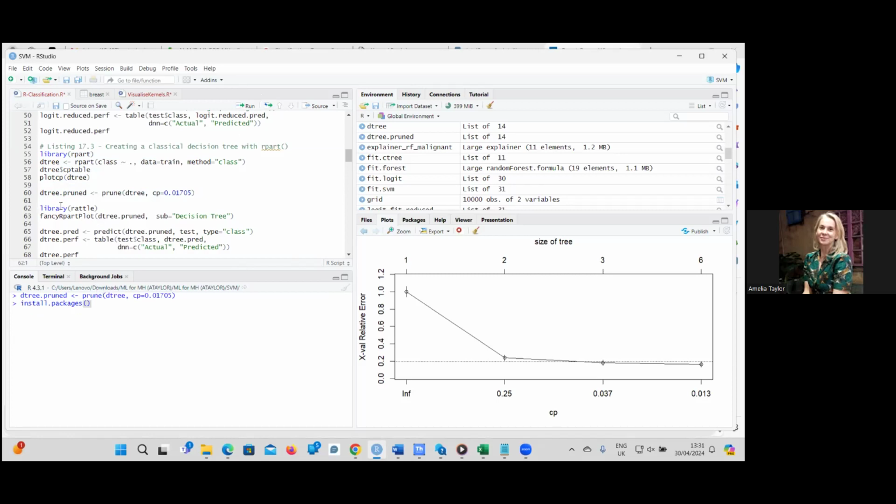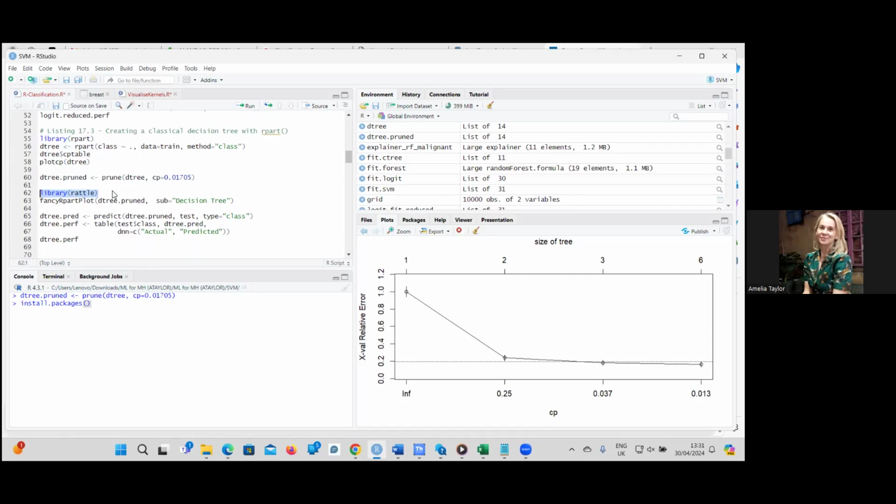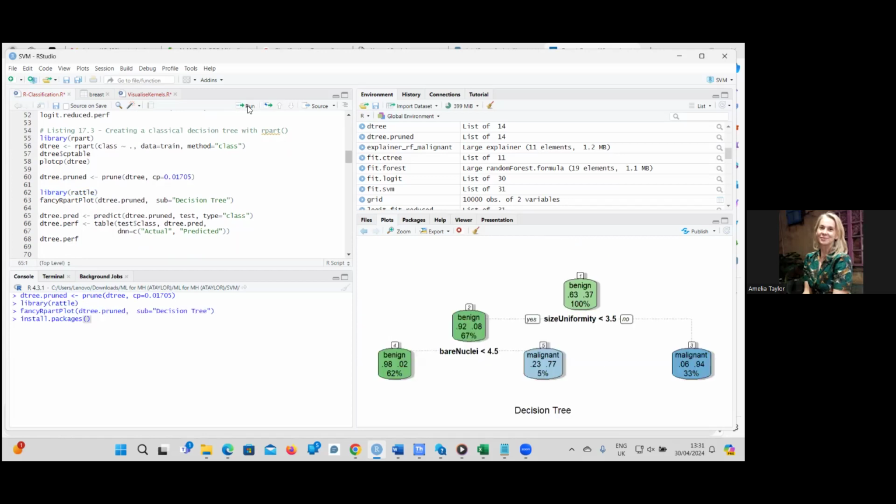Okay, and there's another library that I want to show you, and this prints decision trees nicely. It has this fancy way of printing decision trees. I have already installed it, so I'm just going to use it, and you see the tree that is being created for this scenario.